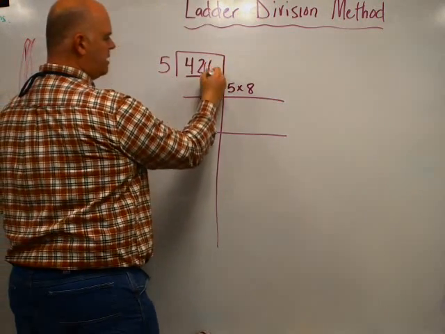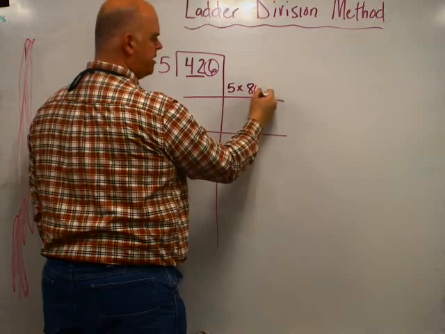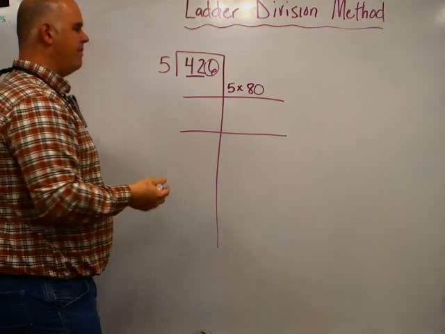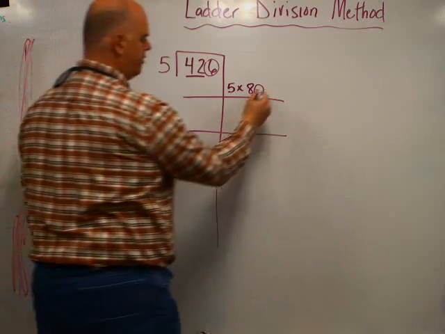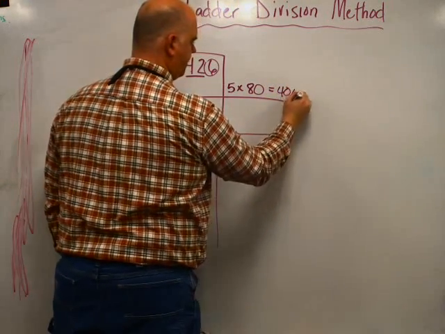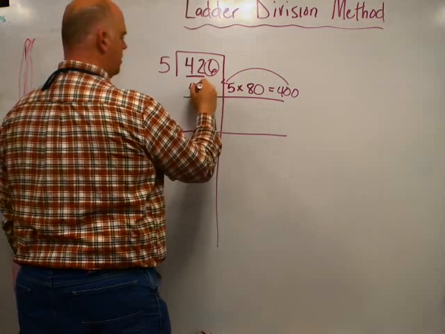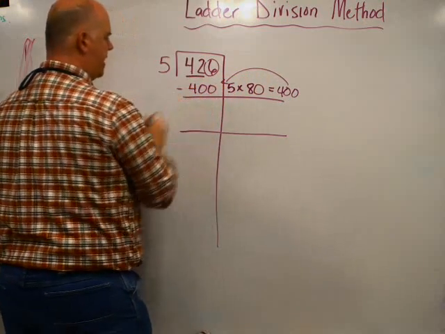But then we still have the ones place over here, so I'm going to put a 0 for my ones place. Because if 5 times 8 is 40, then 5 times 80 is 400. So that would be 400. And this 400 comes over here. So then I put 400 here, and then I subtract.